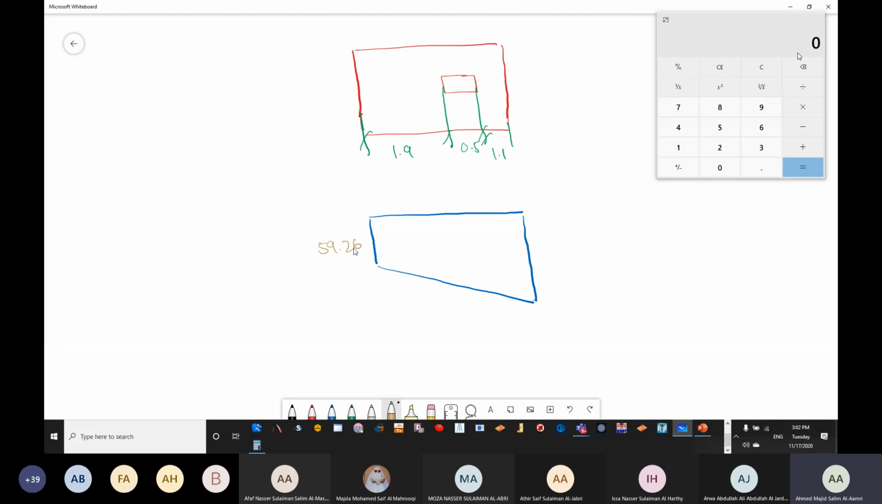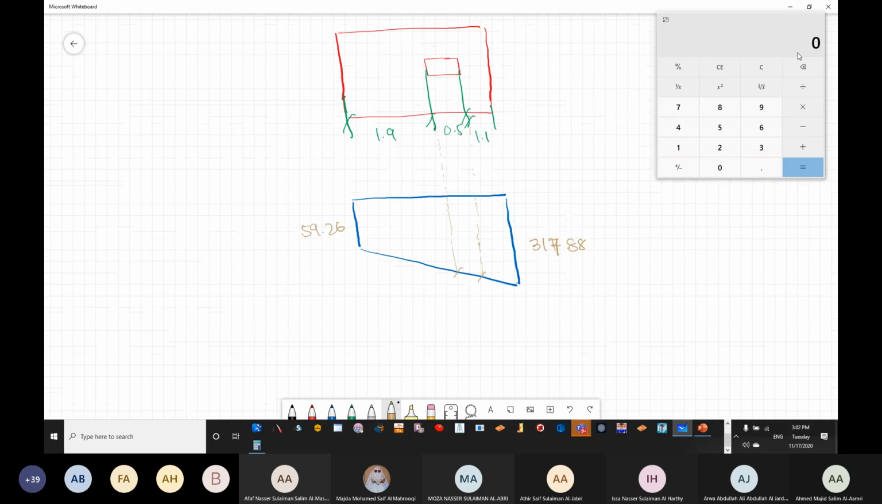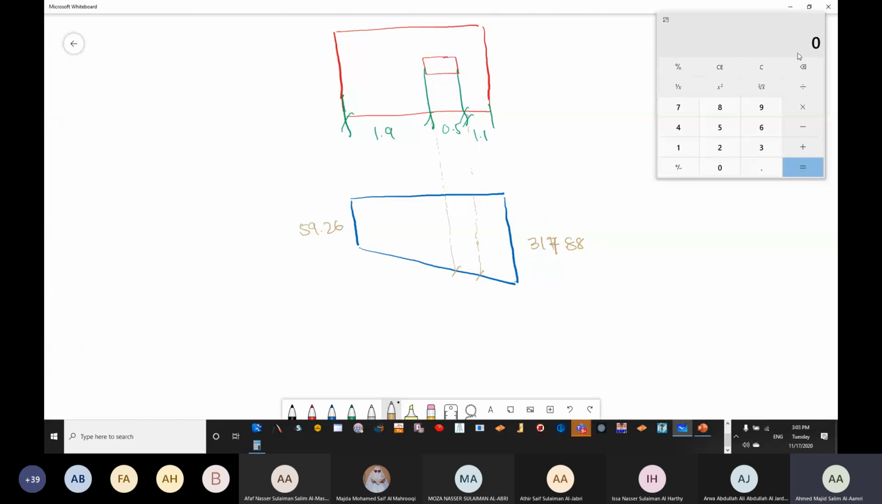How much is 300? 317. 317.88. Now what we want you to go and calculate is the bending moment in the first phase, and then the bending moment in the second phase. Can you tell me how you would do that? How would you calculate the moments?